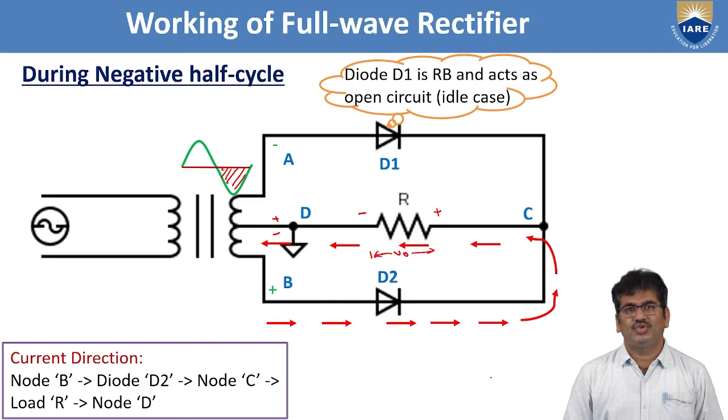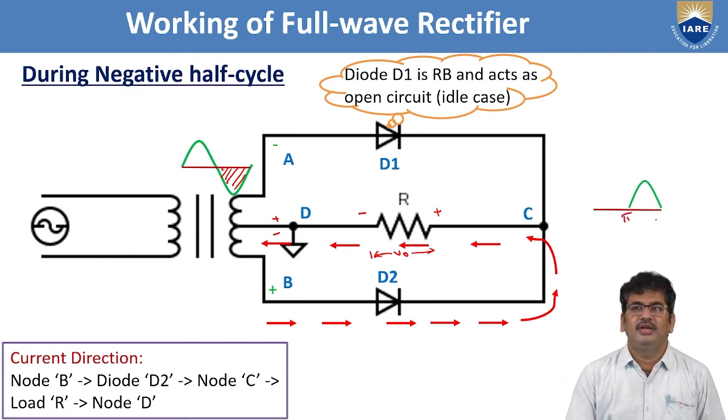In both cases, the positive half cycle as well as the negative half cycle, the current across the load resistance is flowing in the same direction, that is from node C to node D. As in both cases the current is flowing in the same direction, the output here we can see is a positive voltage, because node C is our measuring node which is at positive potential, and D is the reference node which is at negative potential across the resistance R. So the output across the load resistance for the negative half cycle, we will get a positive voltage from pi to 2 pi. So during pi to 2 pi, we will get the output voltage across the resistance R.